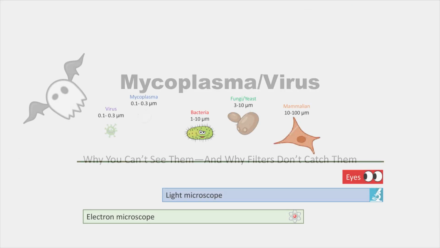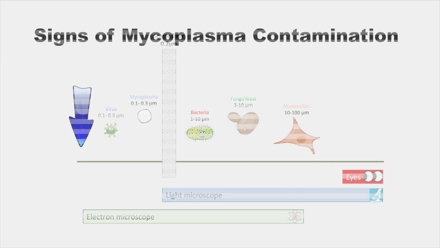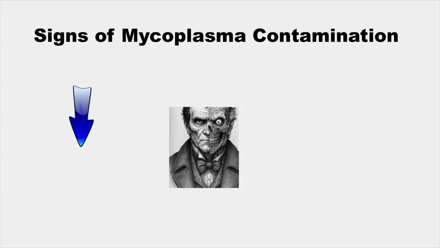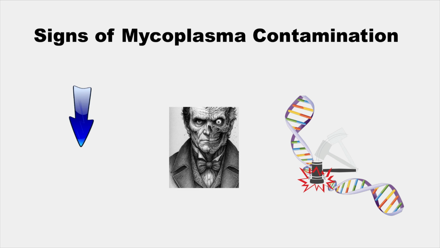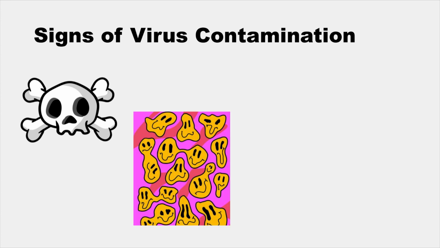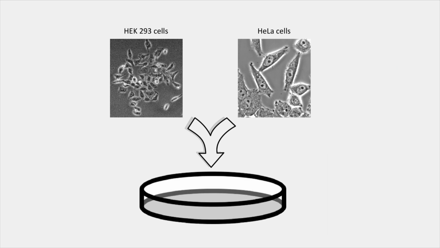Mycoplasma and viruses are invisible under the microscope, and they slip past standard filters, but they leave clues. Mycoplasma contamination shows slow growth, altered morphology, and disrupted gene expression, while viral contamination triggers cell death, abnormal cell shapes, inclusion bodies, and syncytia. Cross-contamination, not much to say. It's pretty obvious. You see multiple cell types sharing the same plate.